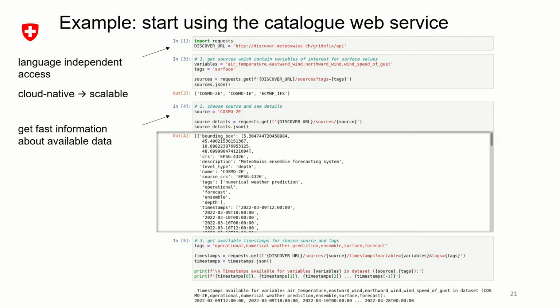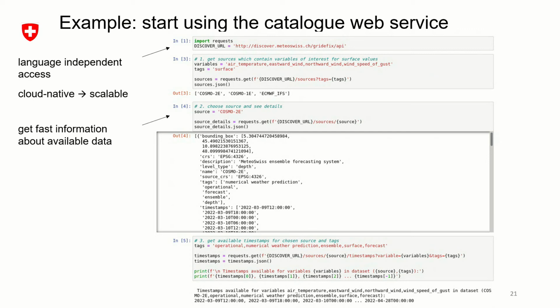The fact that it's cloud native also makes it very easy to scale. The more processes we have, we just need to use one pod more. And here are just some examples. You would ask, if I'm interested in these variables, which sources do I have that provide them, and which details of the source you have here, like the bounding box or the reference system. And then you also need to know which timestamps are available for those variables in that source, which would be the last query.